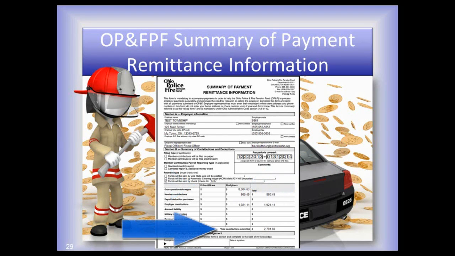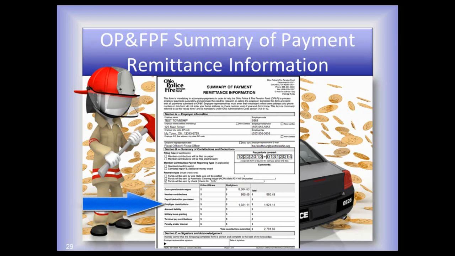The total contributions submitted line should be equal to the payment sent and the report total. For paper forms, make sure to sign and date the form. Some common errors to avoid: member contributions, whether paid by the member or partially or fully paid by the employer, which is a fringe benefit, should always be listed on the member contribution line.